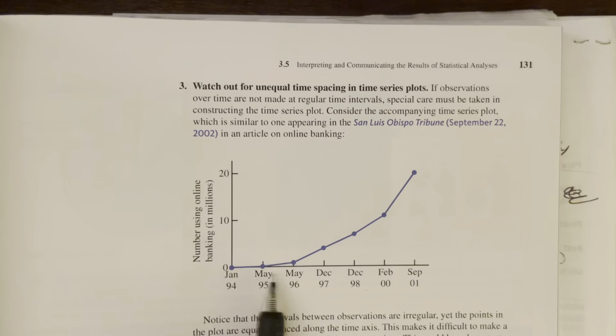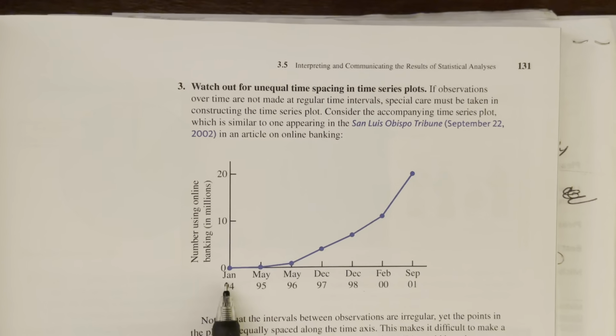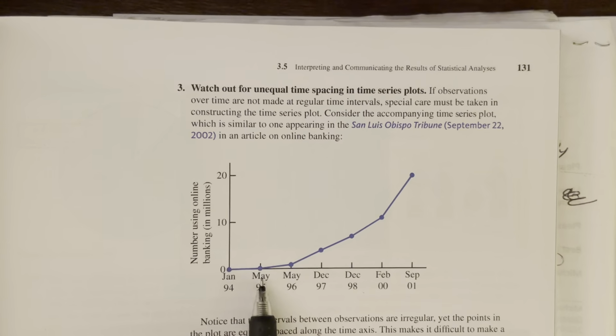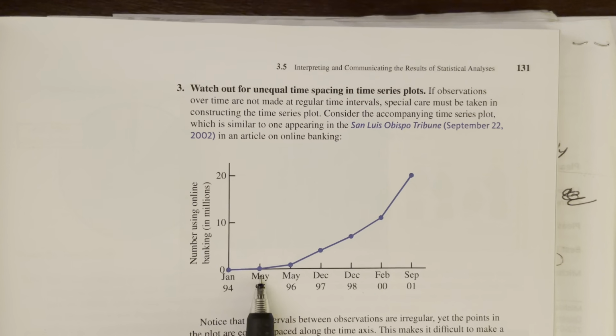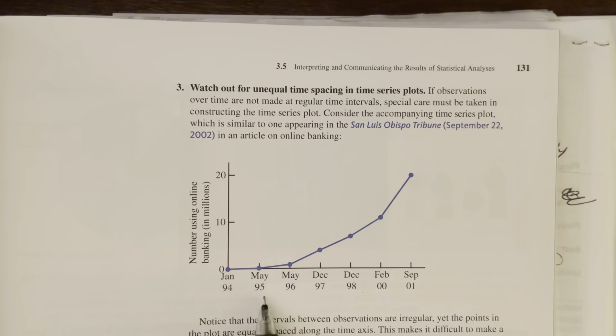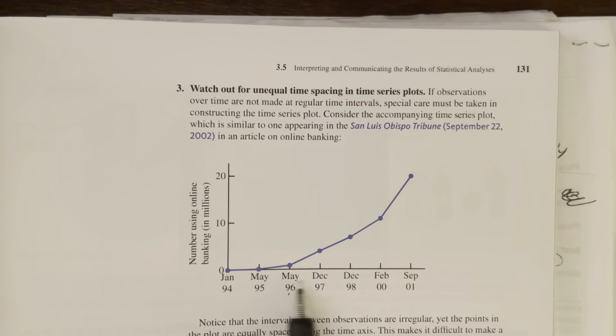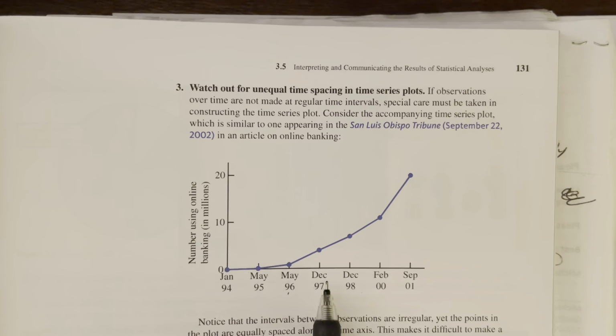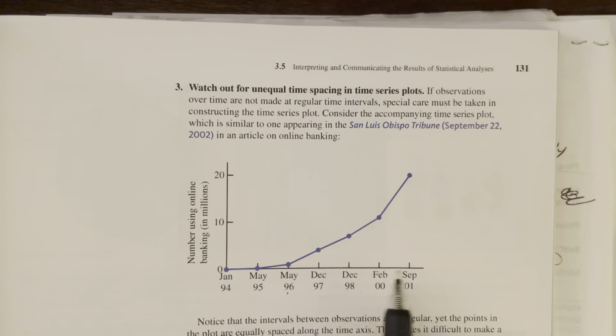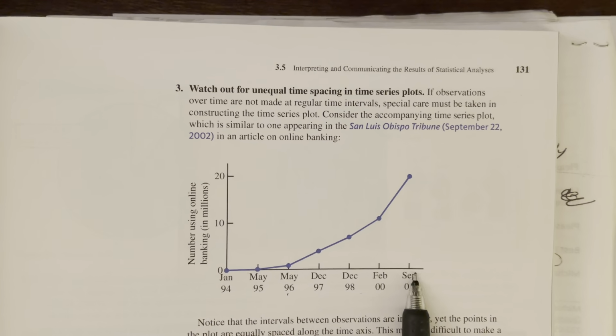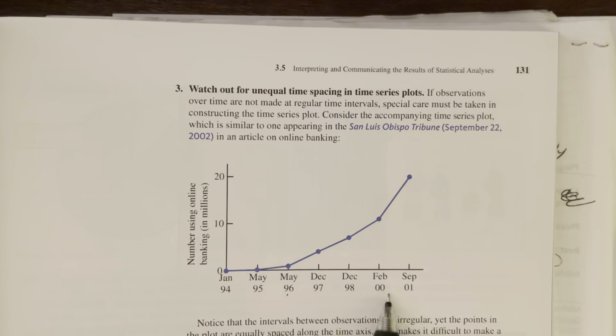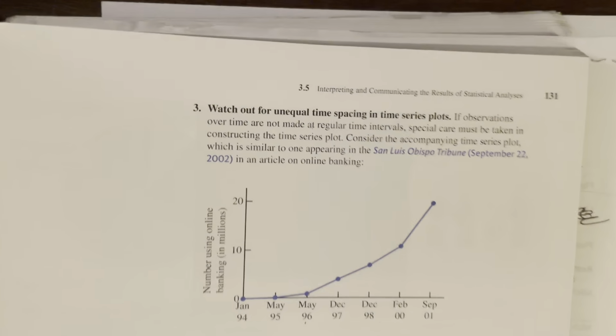But also notice the date. January 94 to May 95. That's more than a year. May 95 to May 96, that's exactly a year. May 96 to December 97, that's much, much more than a year. Then we get a year. Then we get over 2 years. Then we get over a year. These are all different gaps. So this makes it look like they're all the same.